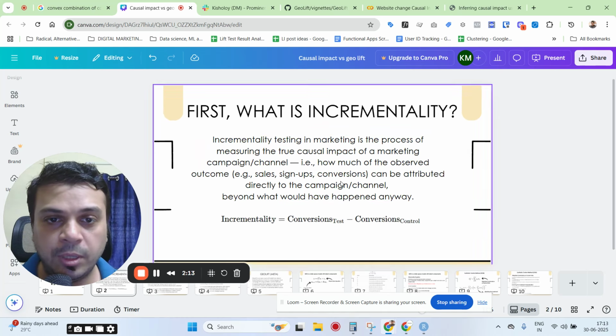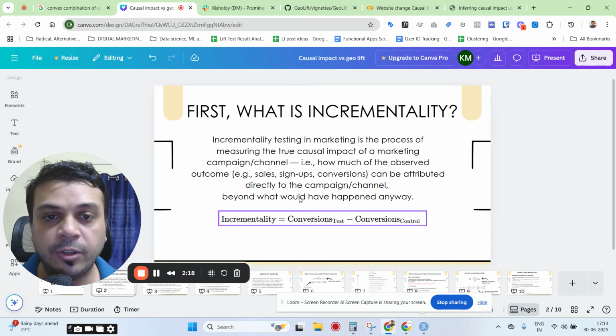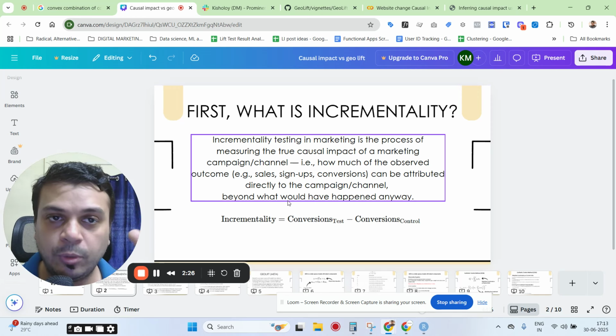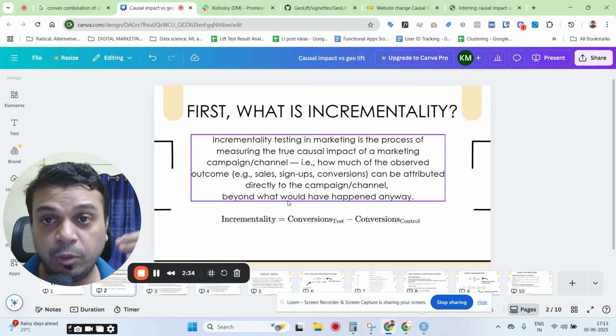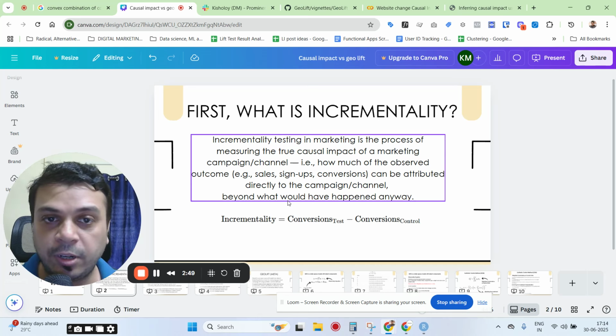So how does it work? You basically compare how much of the observed outcome can be attributed directly to the campaign or channel beyond what would have happened anyways. That's the concept of the counterfactual, meaning that you also have to somehow conceptualize what would have happened without the intervention. Now we will never know that for real in real life, because we don't know what would have happened if something that has actually happened did not happen, right? So that's kind of counterintuitive, but that's something that mathematics provides.